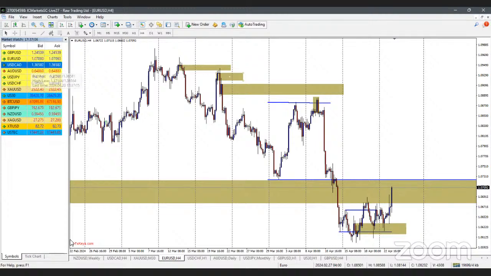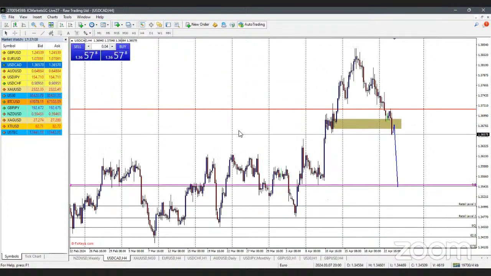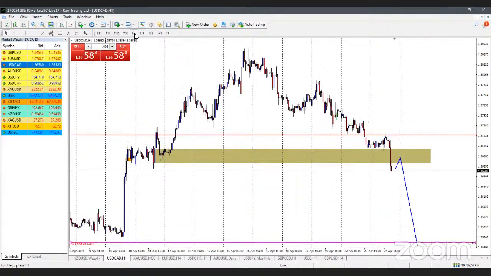Okay. So USD CAD is the next one. USD CAD is dropping strongly short.